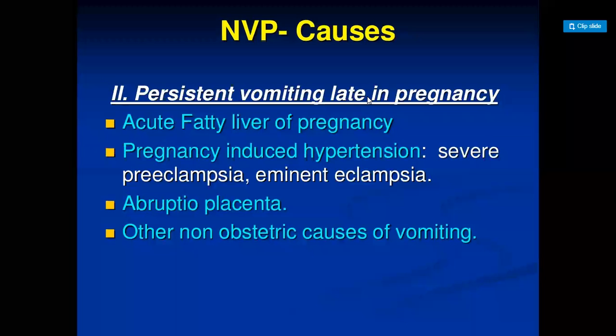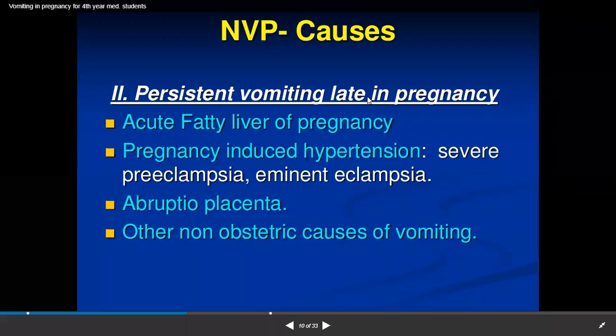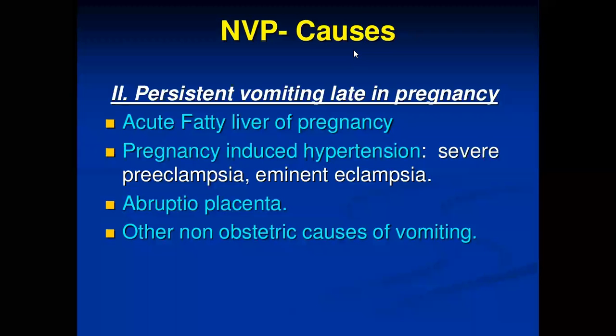So if the nausea and vomiting is late in pregnancy, what are the causes? It is acute fatty liver of pregnancy. Acute fatty liver of pregnancy can lead to this, then pregnancy-induced hypertension, severe preeclampsia, and imminent eclampsia. What does pregnancy-induced hypertension mean? Simple thing: the female is pregnant and the BP is increased.